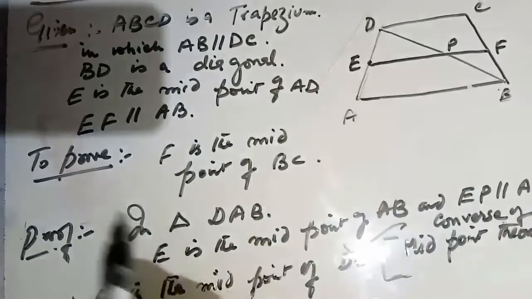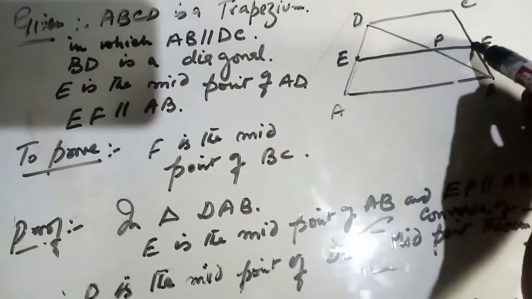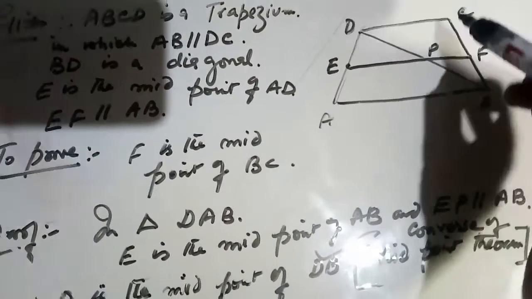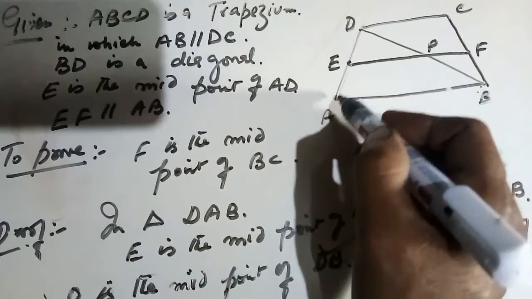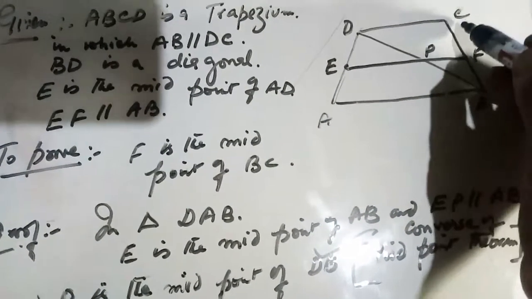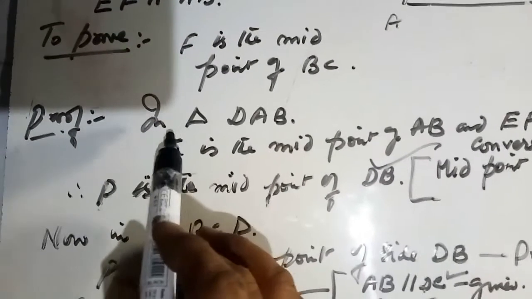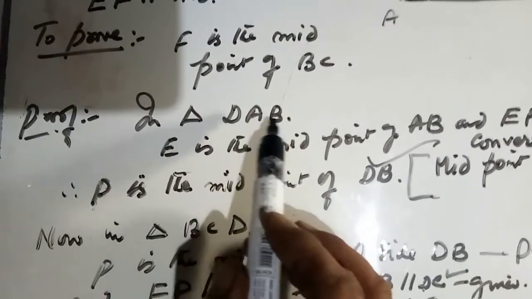This is given, so we have to prove that F is the midpoint of BC. It is given that E is the midpoint of AD, and we have to prove that F is the midpoint of BC. So the proof is, let us take triangle DAB.